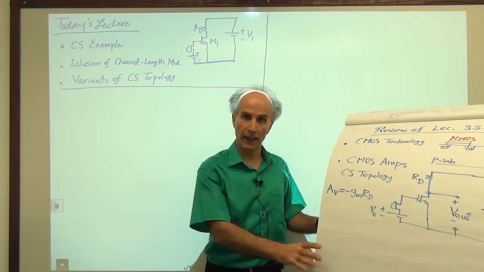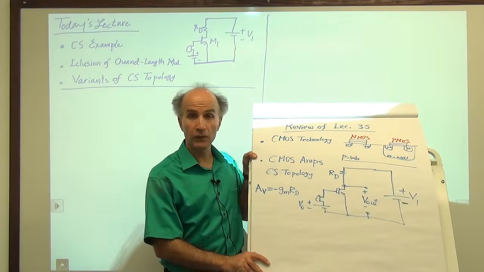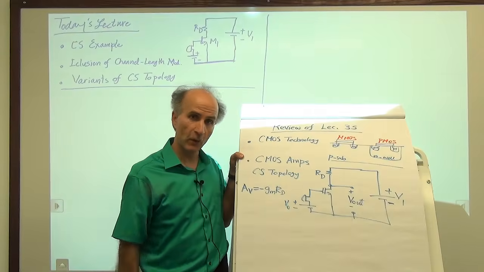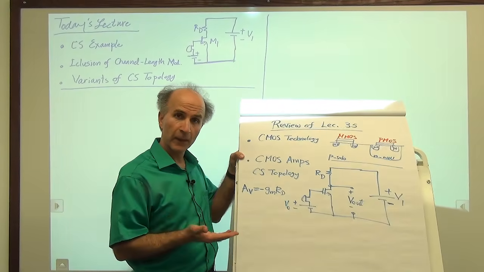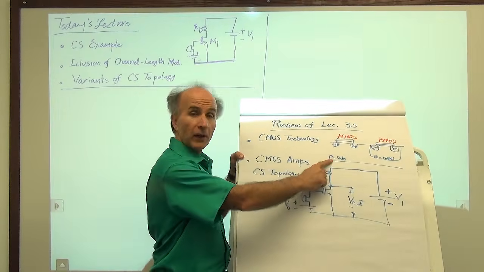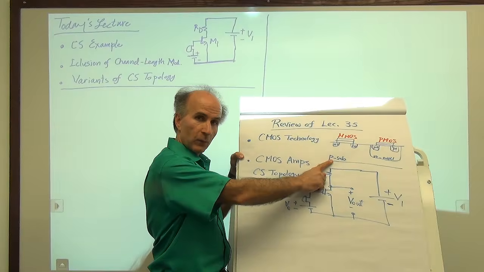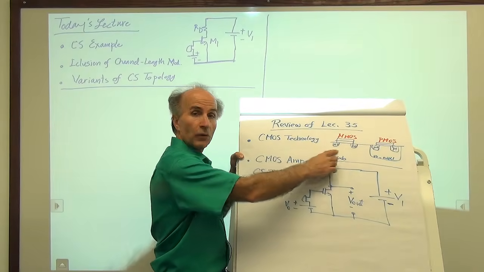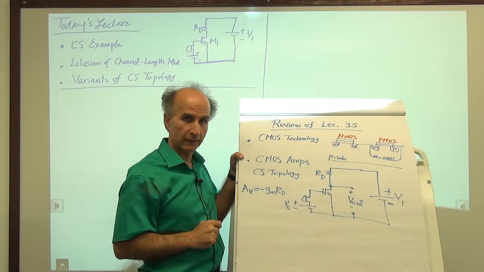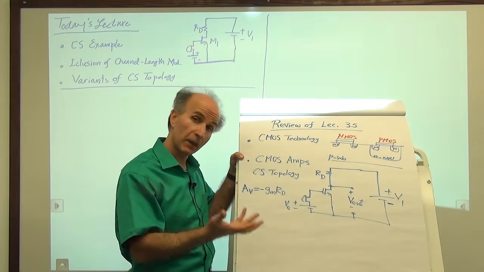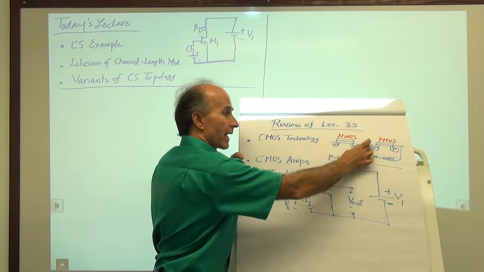CMOS technology and amplifiers. We saw that in order to build both NMOS and PMOS devices on the same wafer, on the same substrate, we start out with a p-type wafer. So we have p-doping in the substrate. And then we build the NMOS device, as shown here, using N pluses for the source and drain. And to accommodate the PMOS device, we go ahead and implant or build an N-well.